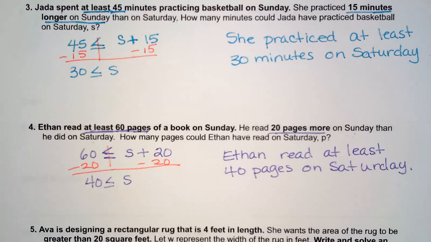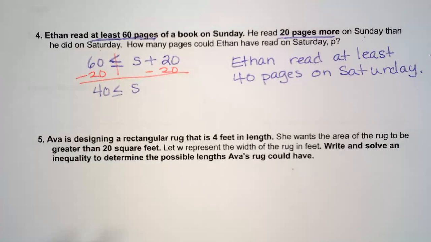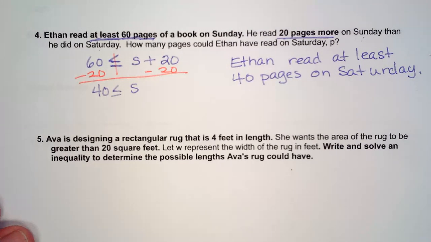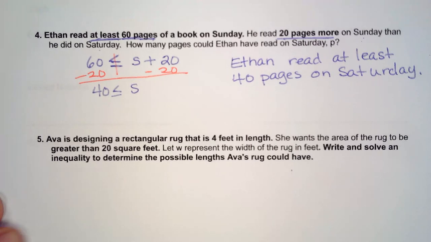Okay, so that brings us down to our last word problem on this page. Ava is designing a rectangular rug that is 4 feet in length. She wants the area of the rug to be greater than 20 square feet. Let W represent the width of the rug. Write and solve an inequality to determine the possible lengths Ava's rug could have. So she wants it to be greater than.